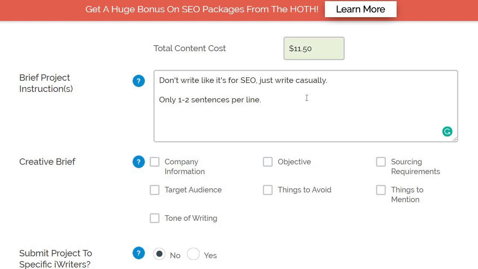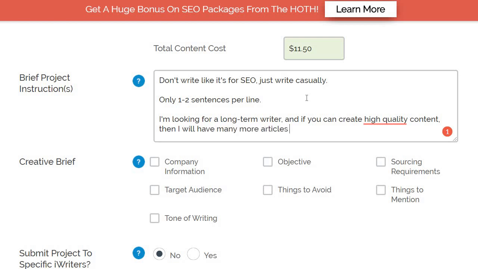Also, something else that's very important, this is going to depend on what you are looking for when it comes to scaling, if you're doing a lot of articles, but I like saying, I'm looking for a long-term writer, and if you can create high-quality content, then I will have many more articles for you to write. Little minus sign in between. Gotta love Grammarly, right? It's pretty sweet. Anyway, free Grammarly plugin for you. So I'm looking for a long-term writer, and if you can create high-quality content, then I'll have many more articles for you to write.